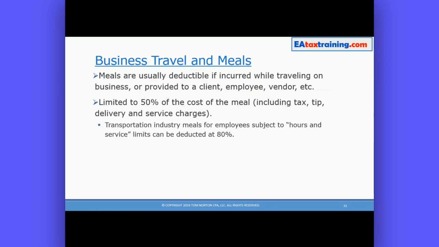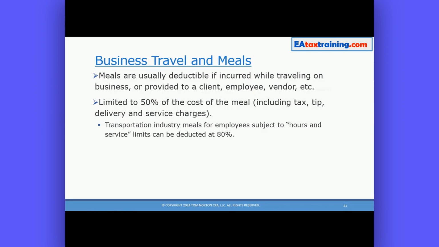On the company's books, under generally accepted accounting principles, they can deduct the full cost of business meals. That's fine, but for tax purposes, you can only deduct half of it. So you will see that there will be a book to tax difference for that 50% difference.